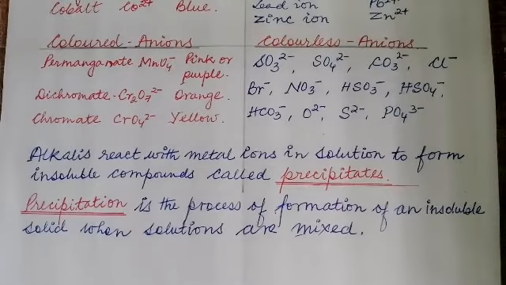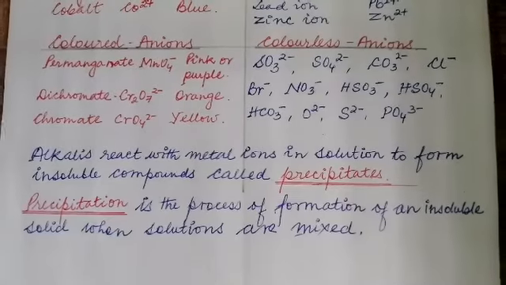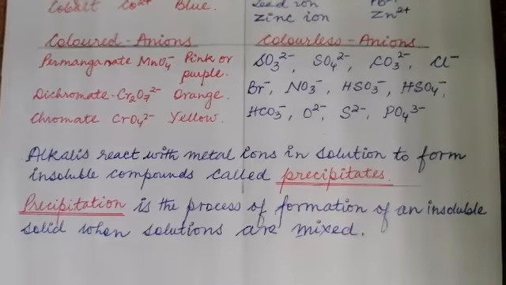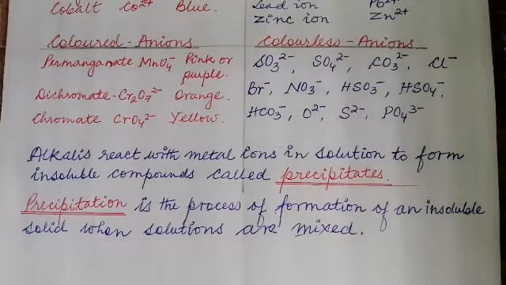Now, you have to memorize the list of colored cations and colored anions. Next class, we are going to deal with the reaction between alkalis like sodium hydroxide or ammonium hydroxide with salt solutions. Please revise the lesson.